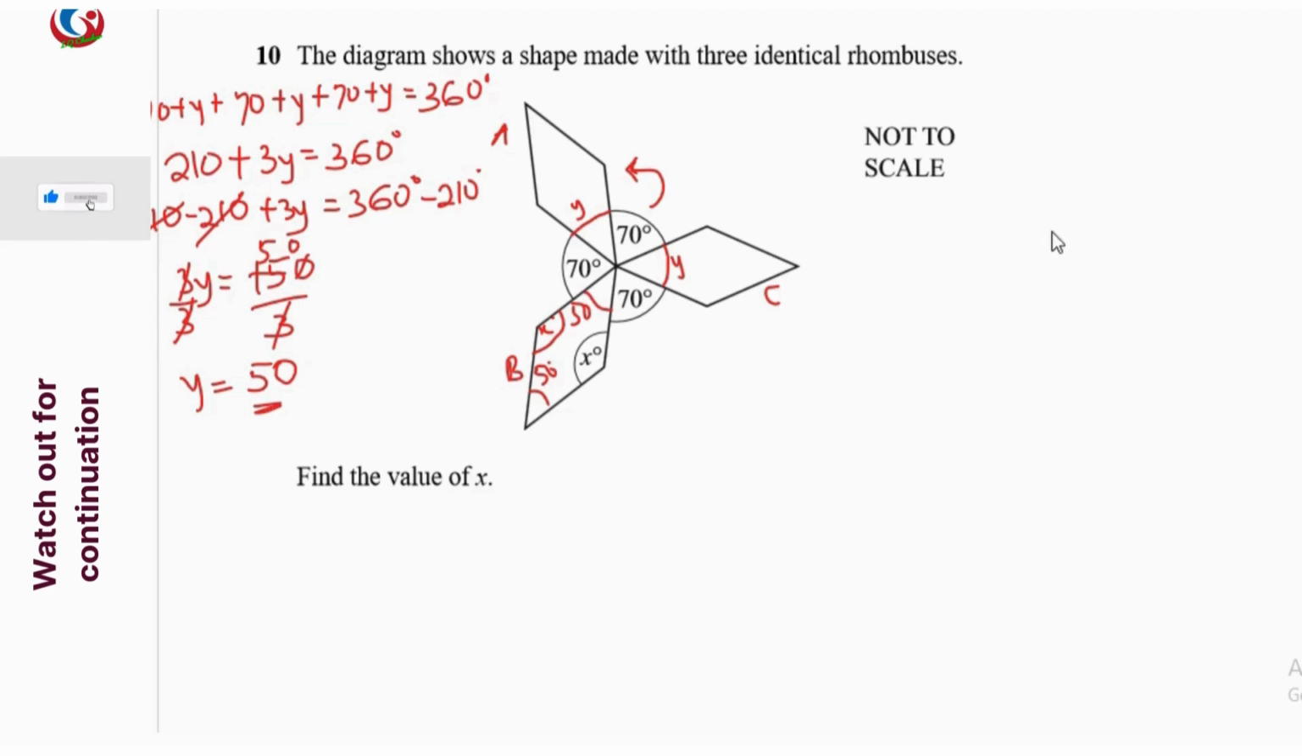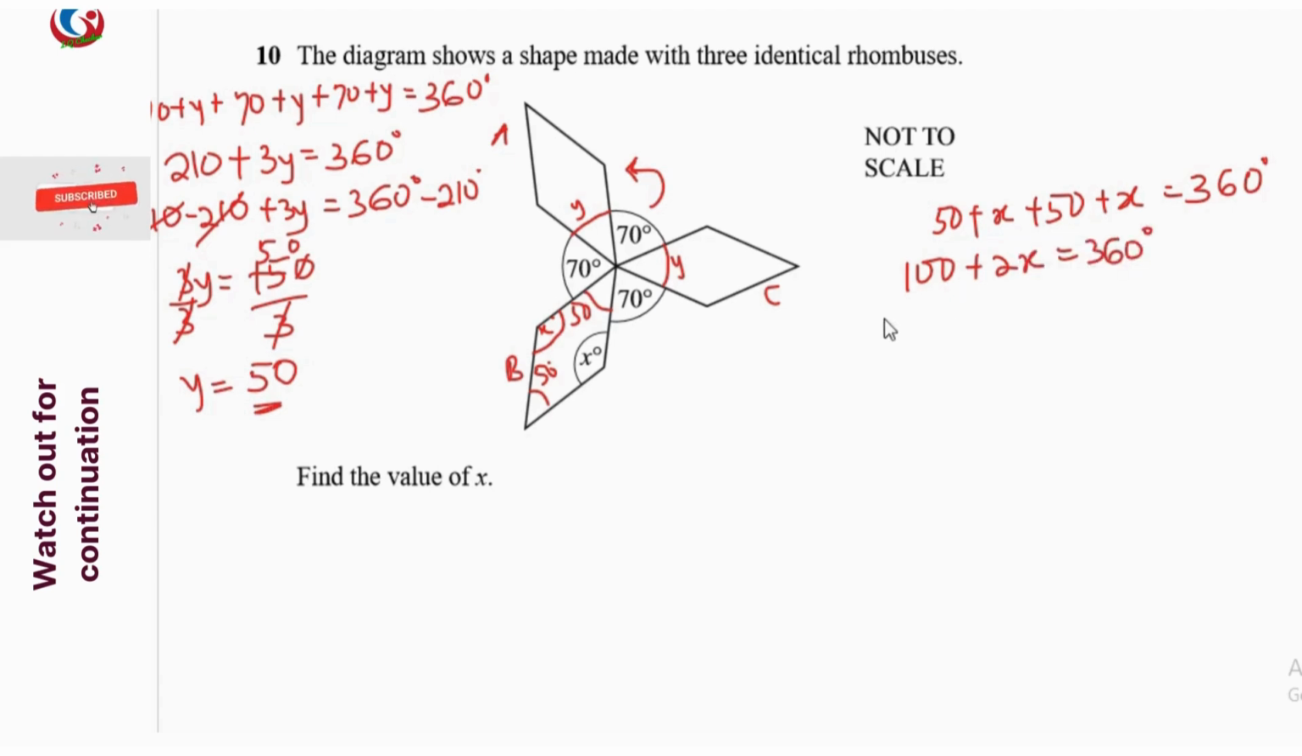In this rhombus now we have 50 plus x plus the second 50 plus the second x to give us 360 degrees, which is the total sum of angles in the rhombus. 50 plus 50 will give us 100. x plus x will give us 2x. Is equal to 360 degrees.